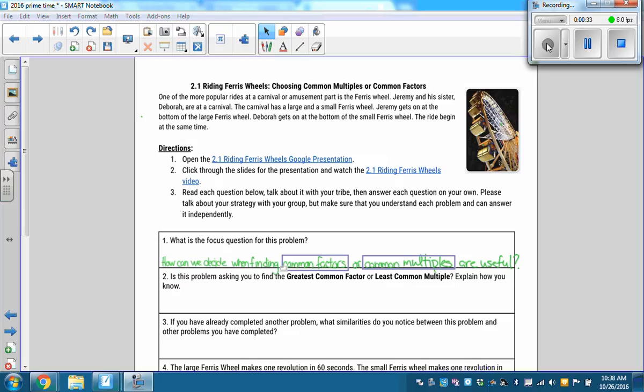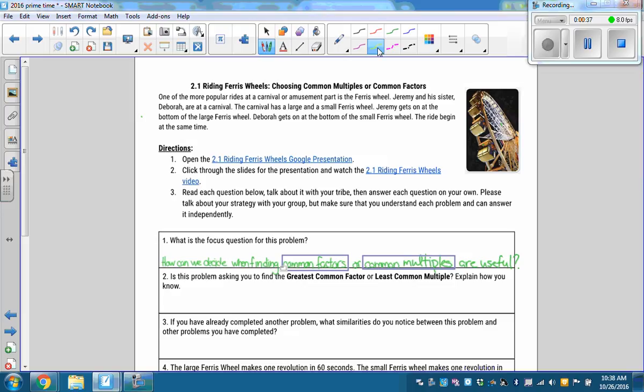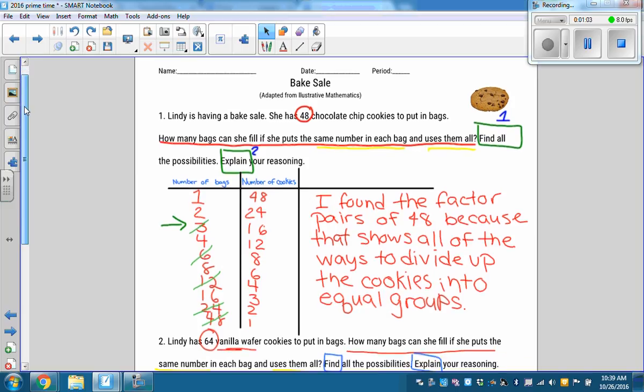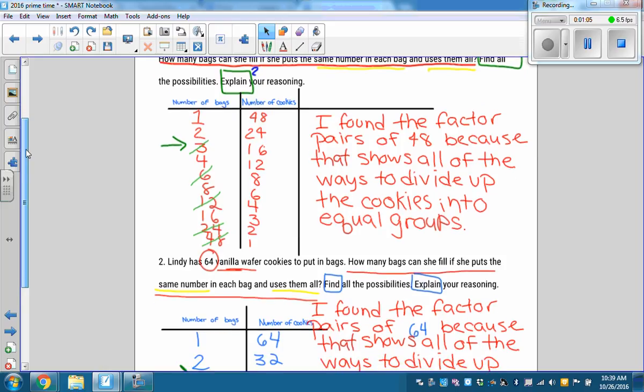Okay, so I'm going to talk a little bit about both of those by first focusing on the focus question for the week, really. And the focus question is, how can we decide when finding common factors or common multiples are useful? So just a refresher of the warm-up, the common factors we used in the bake sale problem, because we had to figure out how to divide up different types of cookies evenly into bags.